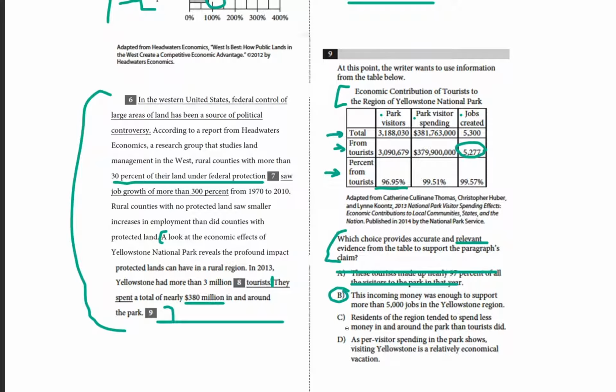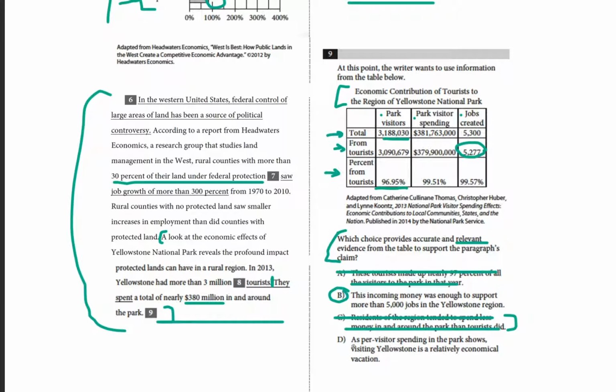Residents of the region tended to spend less money in and around the park than tourists did. Now, to me, this is a confusingly worded choice. We don't have information on the per capita spending level, right? We don't know whether individual park visitors who were tourists or locals spent more or less money per person. It is certainly true that there's only about 100,000 non-tourist park visitors in 2013, but that's not really relevant, and also we can't answer this question as worded with the information that we have.